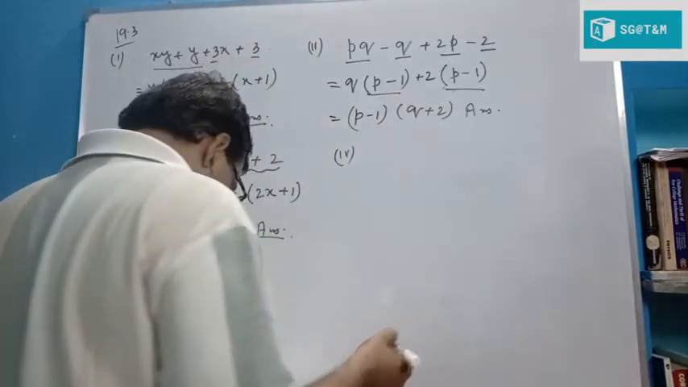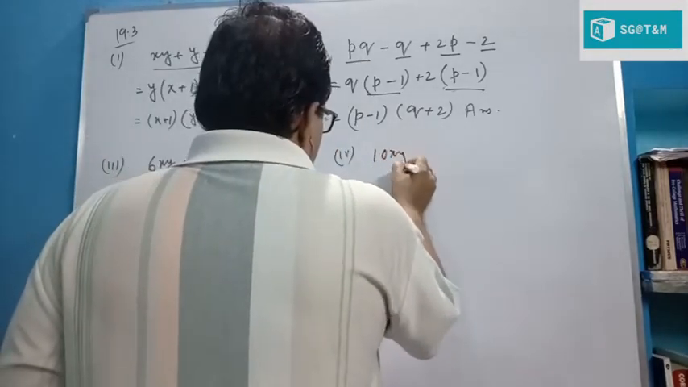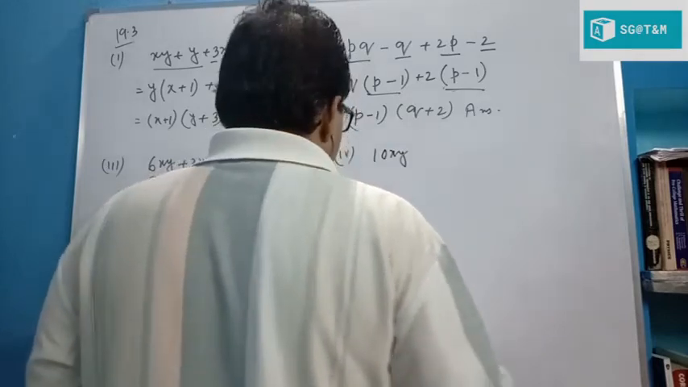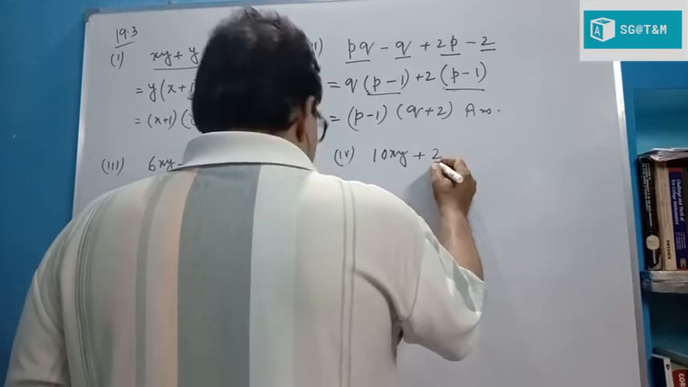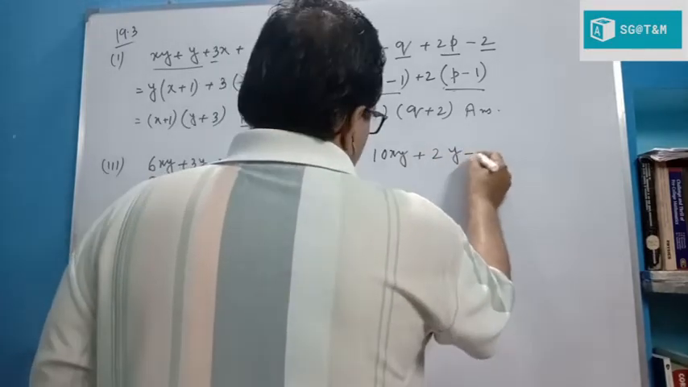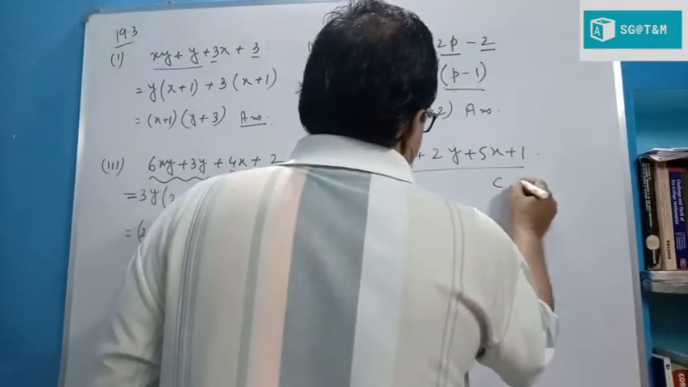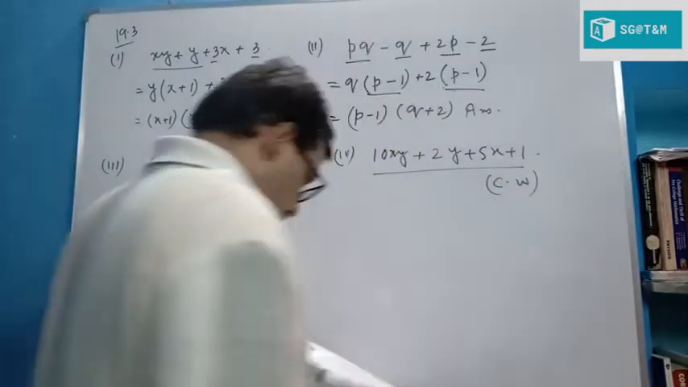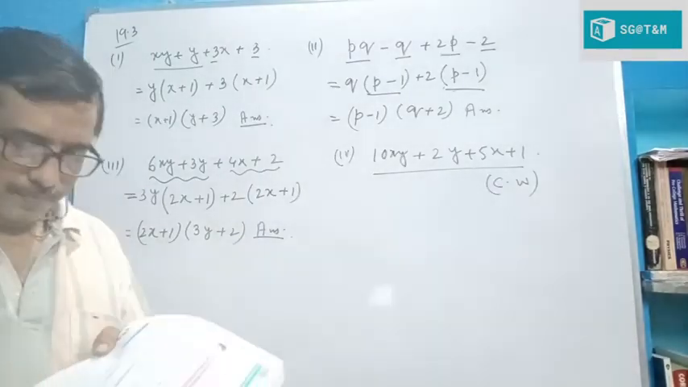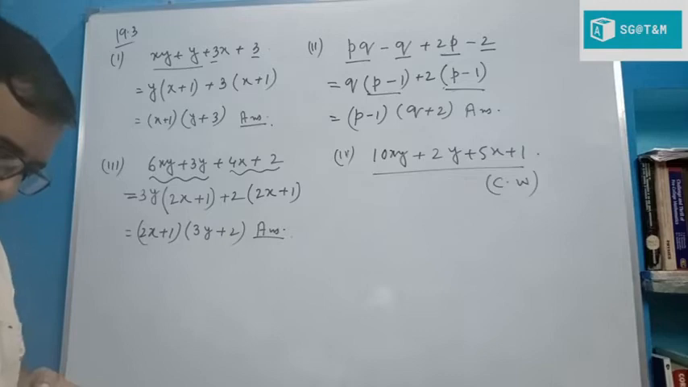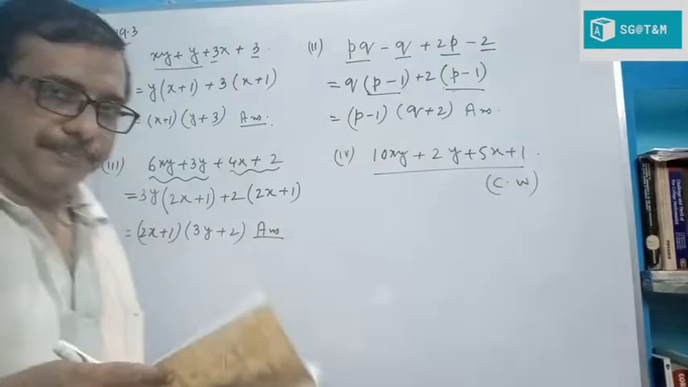Now question number 4 of this exercise as your class work. Try to solve and send it to me. 10xy plus 2y plus 5x plus 1. This is class work. After watching this video, you may send it to me. First one, 10xy plus 2y plus 5x plus 1.